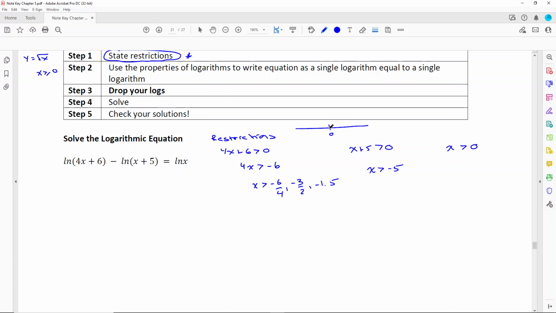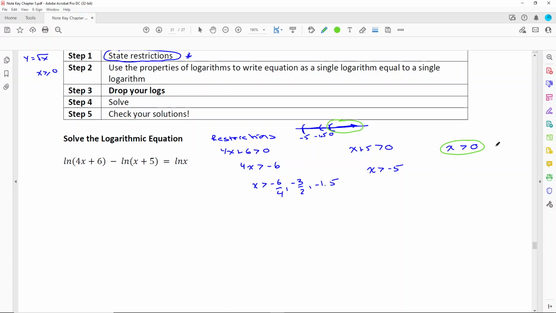Well, there's 0, there's negative 1.5, and there's negative 5. So x has to be greater than negative 1.5. Cool. X also has to be greater than negative 5. Okay, well, if you're greater than negative 1.5, you're greater than negative 5, but it also has to be greater than 0. So we always look at the most restrictive. So the most restrictive is this one. The answer I get has to be a value for x that's greater than 0.